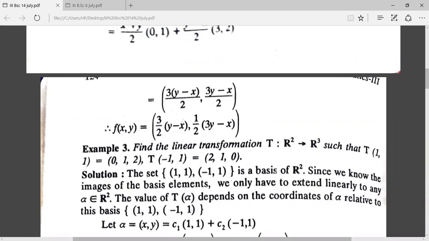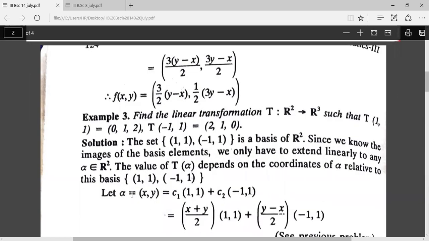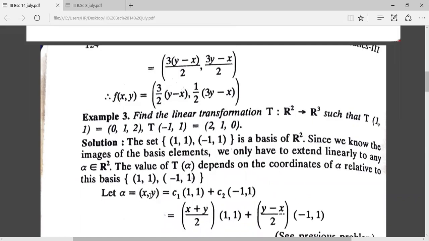So (1,1) and (-1,1) is a basis of R2. Next, let us directly go to this. Let alpha be equal to (x, y). How do you express (x, y)? It must be expressed in terms of the basis vectors (1,1) and (-1,1). What are the basis vectors? (1,1) and (-1,1). So I can write this as C1 into (1,1) plus C2 into (-1,1).